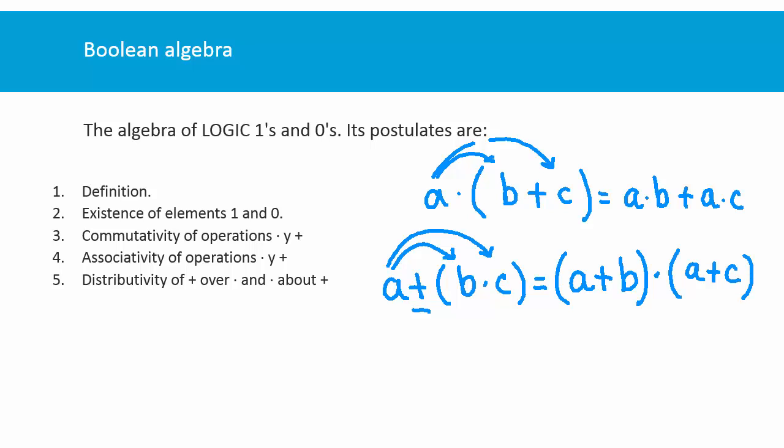This also works from the right side of the equation to the left side. So for example, you can have an expression like this, and you can factor. You can say, okay, I have the term A, and the term A is the same. So I'm going to factor the variable A, and I'm going to say A, B, or C.